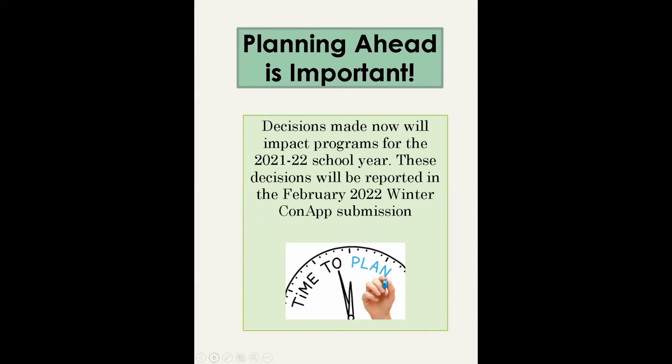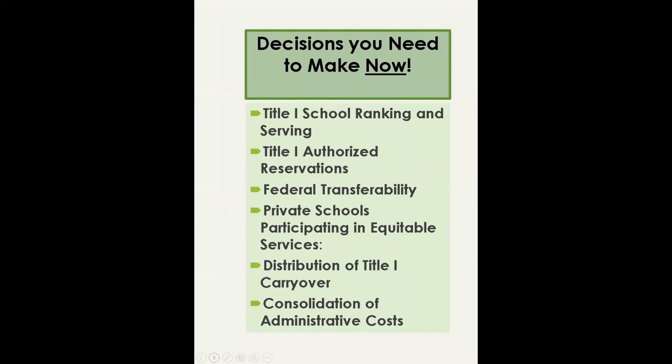All right, next slide. All right, so here are some of the decisions that you need to be making now. First of all, Title I school ranking. Title I, you report on how you ranked your schools and how you are allocating funds. You report that in the winter, but school's starting very soon. So you need to now be ranking your schools and identifying which schools are Title I schools, how much funding they're going to get, notifying them. And we're going to talk about that in the second part today, what that looks like.